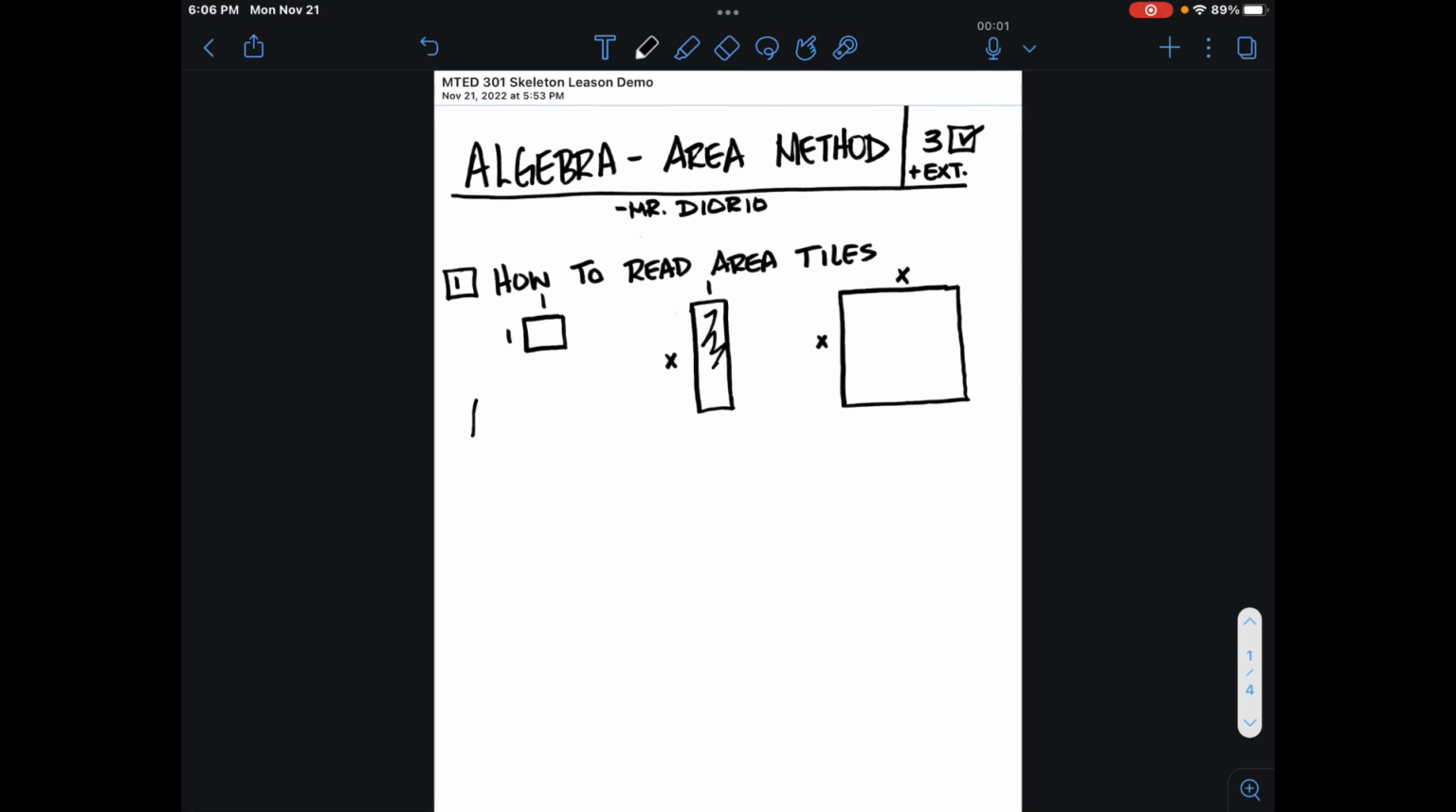Here we have a 1 and an x. 1 times x will just give us x. And here for this bigger guy, we have x and x as length and width. And when we multiply x, I'll just use a dot just to not cause any confusion. It's too many x's. We have x times x. That'll give us x squared.